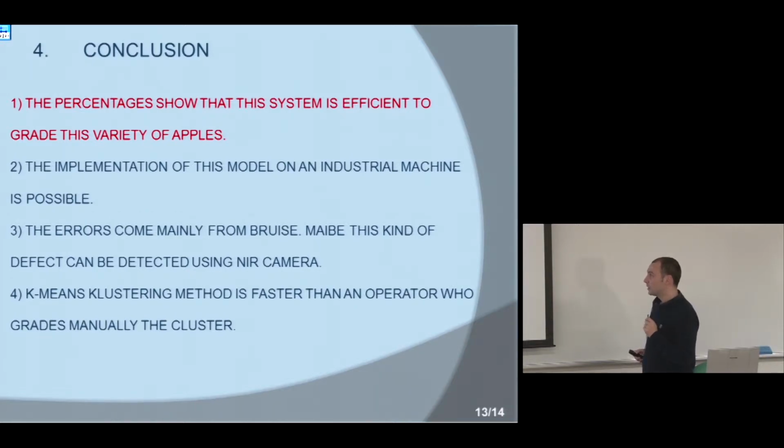What about the bruise? This kind of error maybe can be detected using a near camera, so maybe we can improve this method. But the important result, I think, is this one, because using k-means clustering, we have a method faster than the method done before this one. Before this method, we usually used an operator to grade the clusters manually. So using an operator, we take 2 or 3 days to start the model.